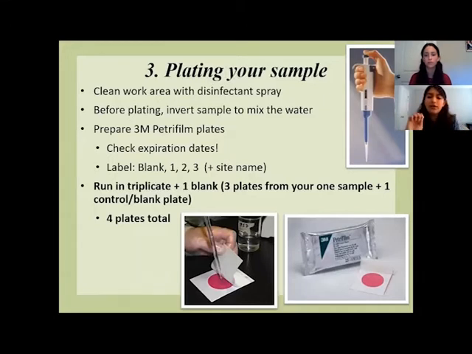And then you're going to label your plates, one as a blank, and then you're going to run triplicates for your site. A triplicate means you're going to have 3 different sample plates. And then you'll have your fourth as a blank. So four plates total.